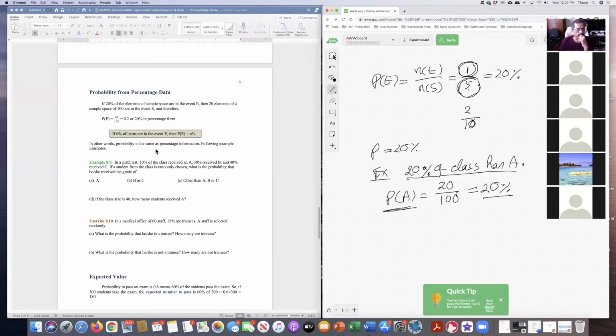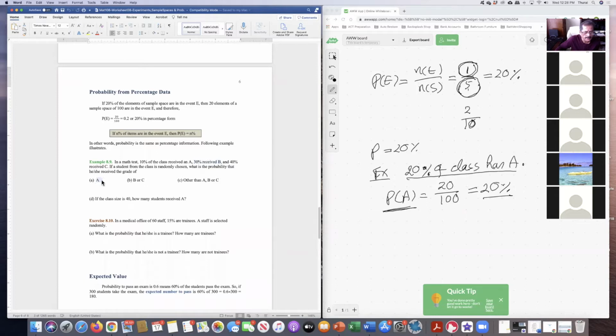So here's an example. The fact is stated in this box here: if n% of items are in the event E, then the probability of E is n%. Now you can convert it to decimal form or fractional form, but that number itself is the probability. So in this example, in a math test, 10% received A. So that means the probability for a randomly selected student to have A is 10%. 30% received B, 40% received C. If a student in the class is randomly selected, what is the probability that he or she received A?